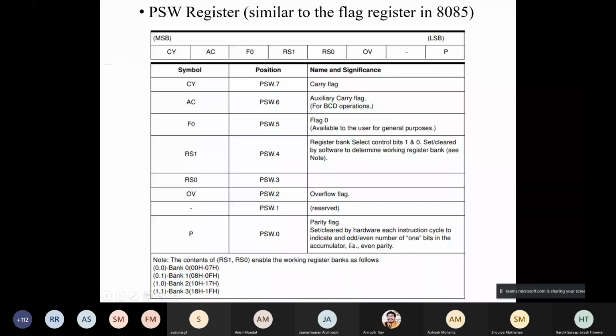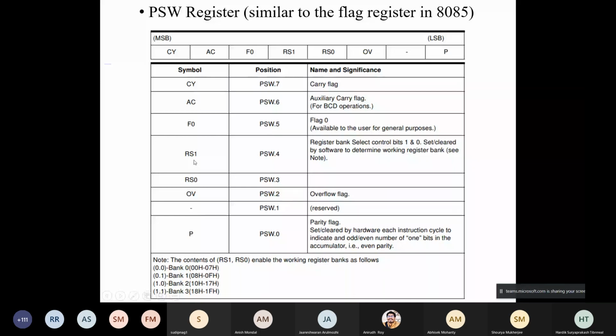So it indicates an even or odd number of 1 bits in the accumulator, even parity. That means you are looking at the accumulator. As I said, the accumulator is going to come up again and again, more often than any other register, and parity is related to the accumulator. It looks at whether the number of ones is even or odd. Based on that, even parity is calculated and the P flag is updated.